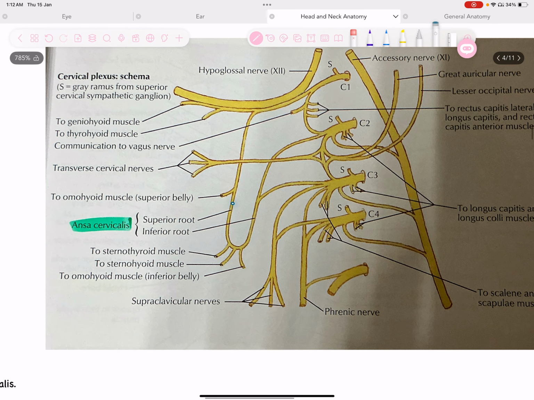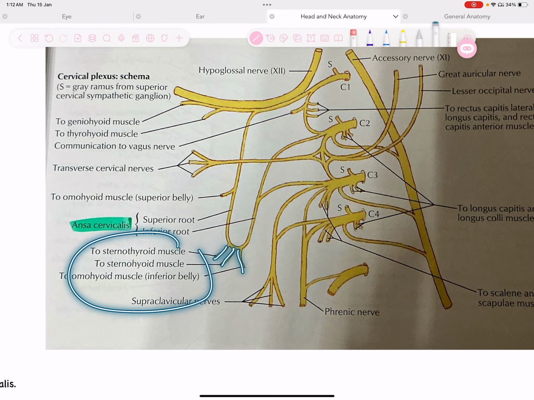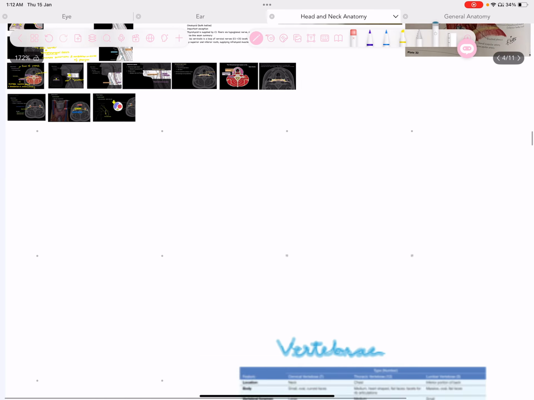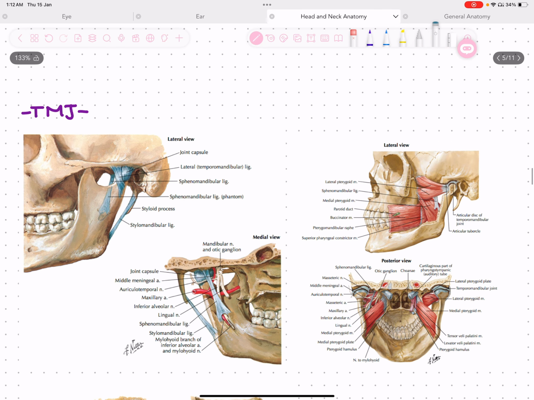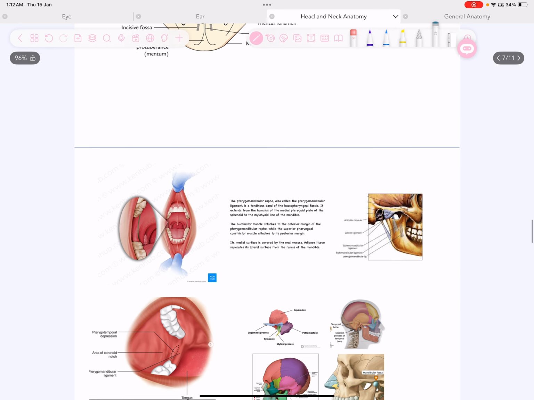It has a superior root and an inferior root. The inferior root is formed by C2 and C3, and the superior root is formed by C1, right? And it gives innervation to three muscles, which are sternothyroid, sternohyoid, and omohyoid. I know you can already tell that these are infrahyoid muscles. So except the thyrohyoid muscle, it's giving innervation to all of the remaining muscles.